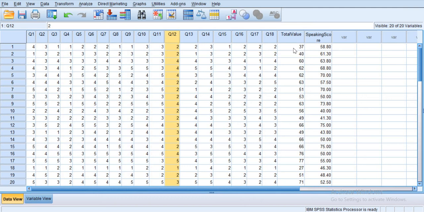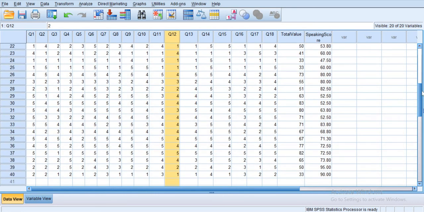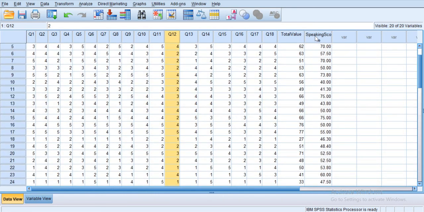The first variable is the total value of communication apprehension that is experienced by 40 respondents, and the second variable is speaking score that is performed by 40 respondents.